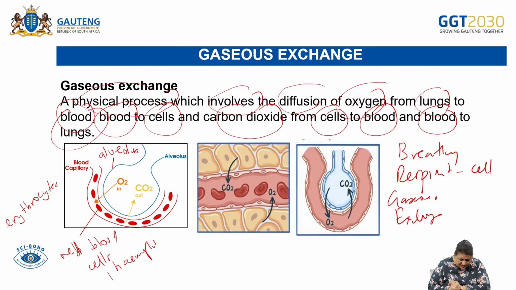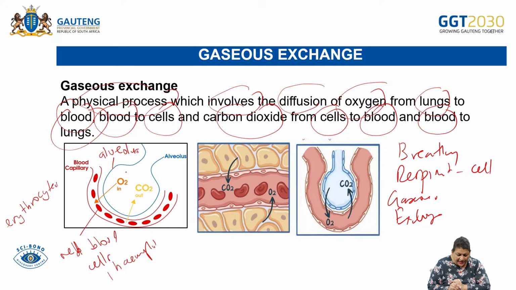Here's the blood capillary, right? And then the blood is coming from where? It's coming from different parts of the body, and it's going to be carrying carbon dioxide. So the blood has more carbon dioxide than the lungs, because remember, CO2 is coming from the cells, whereas oxygen is coming from the air.